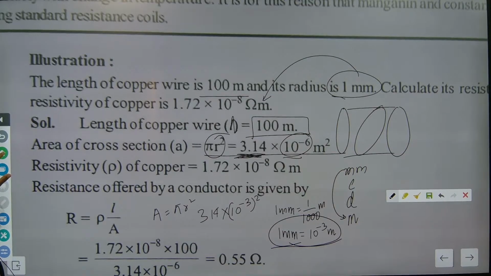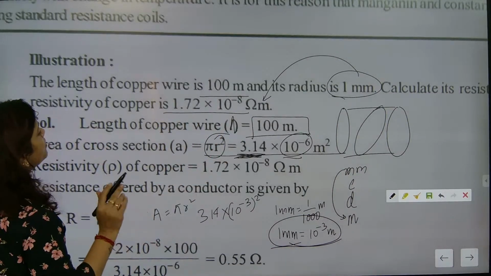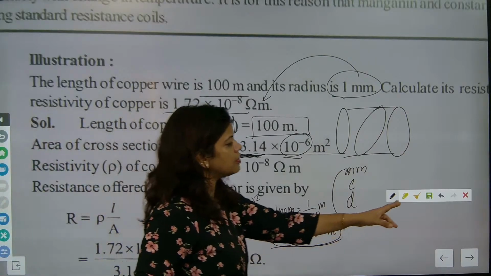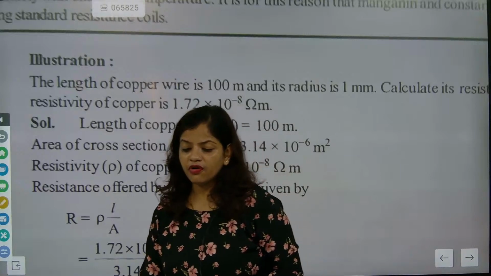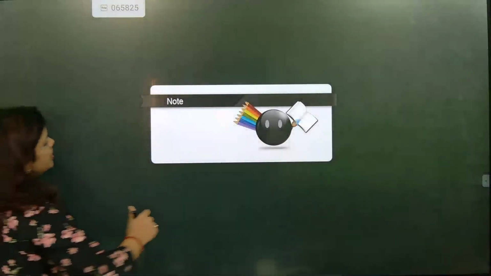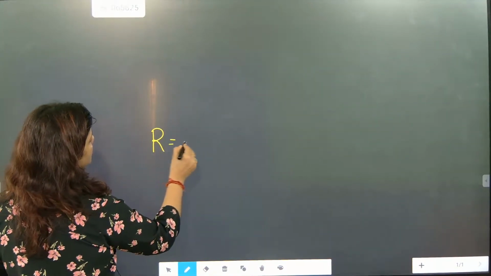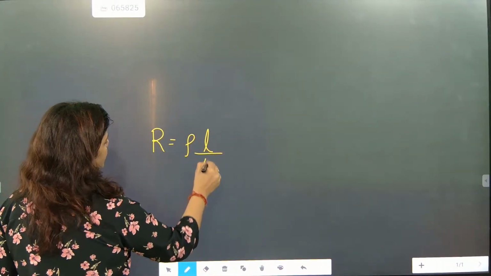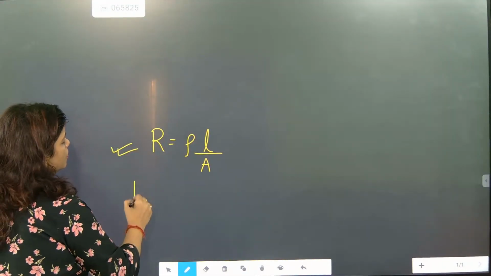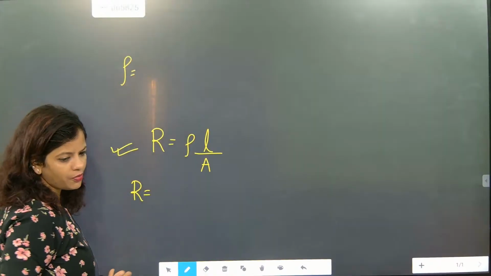So let's solve this question. Resistivity of copper is given as 1.72 into 10 to the power minus 8. Let's solve this question. See, what is the formula? When we talk about resistance, R is equal to rho L by A. This is exactly the formula for resistance, and they told us to find the resistance. Resistivity is the intrinsic property of the material.